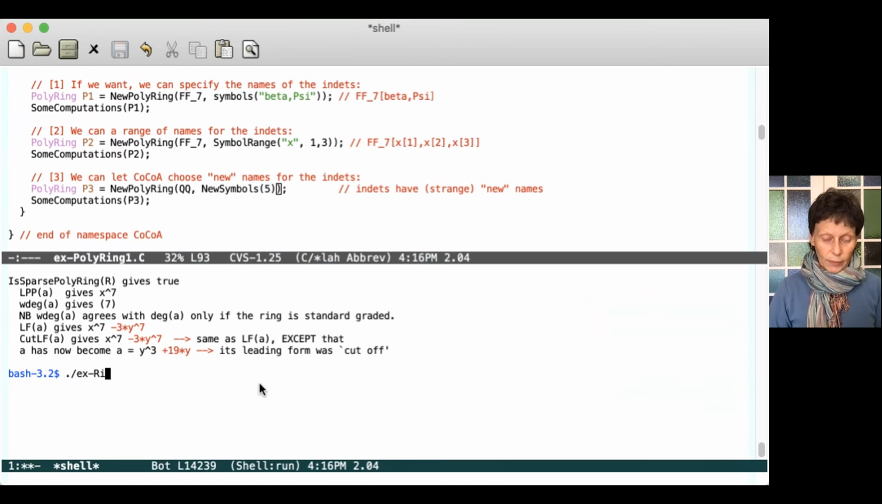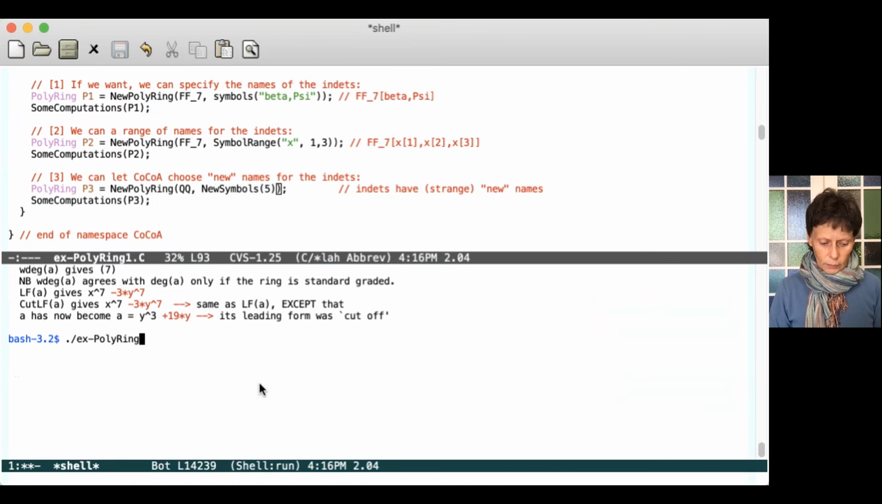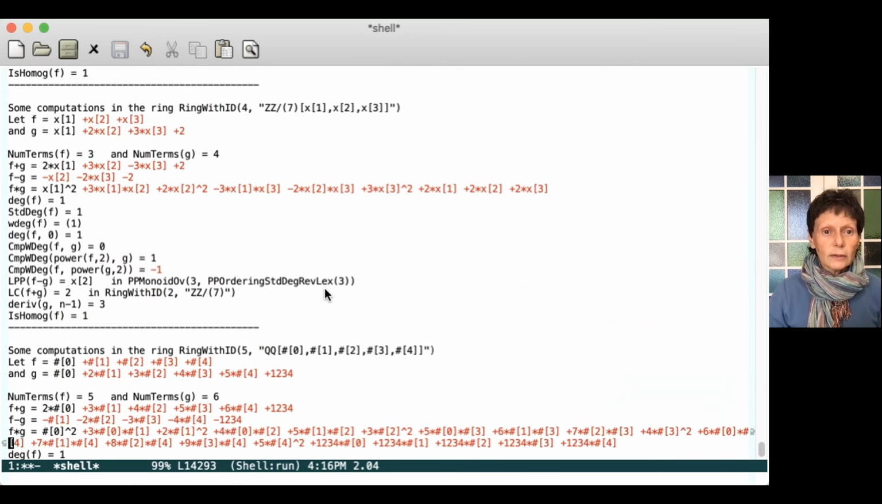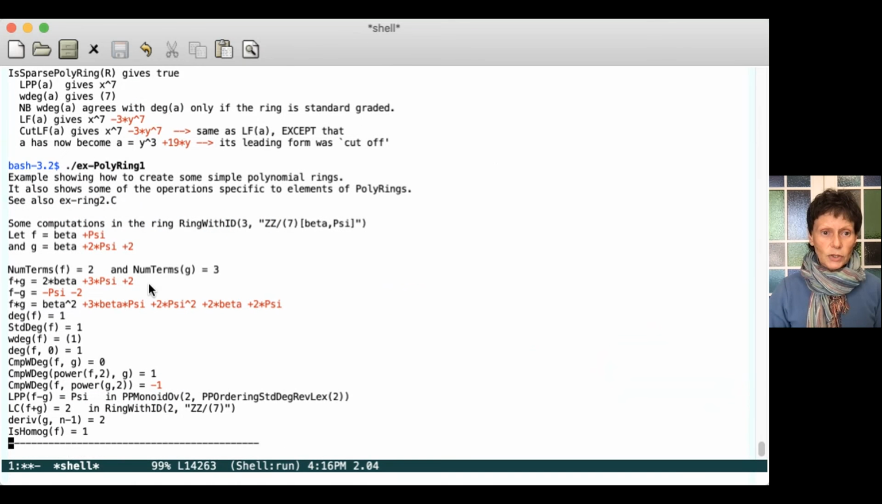X ring, polyring 1, polyring 1. Okay, so you see, these are the 3 blocks of the computation. In the first case, we compute here, and we have all these operations. I'm not going into the details because you can read it out. You will see, I talked to you before, the default is the PP monoid OV with the order vector, because it is so essential when you do operations with polynomials to keep them sorted.